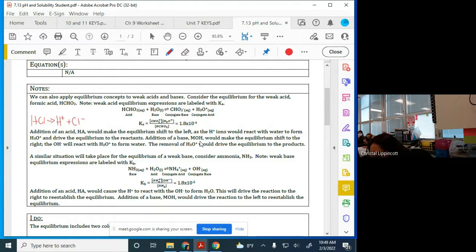Addition of a base then will make it shift the other direction because it's going to react with this to form more water. So this guy here will break out into H plus OH minus. The OH is going to hook up with this and it's going to make more water. I don't know that I explained that right. Hold on. Let me rephrase that.